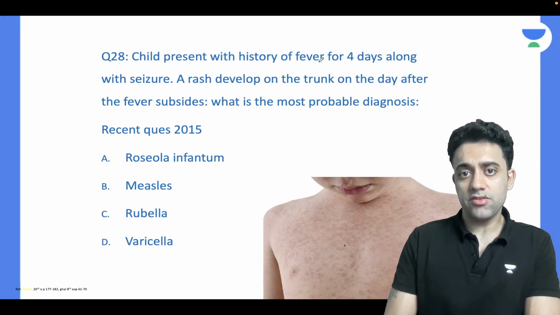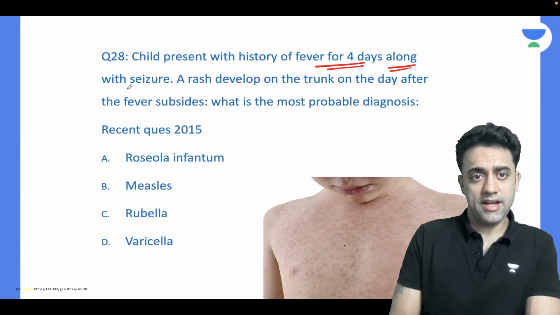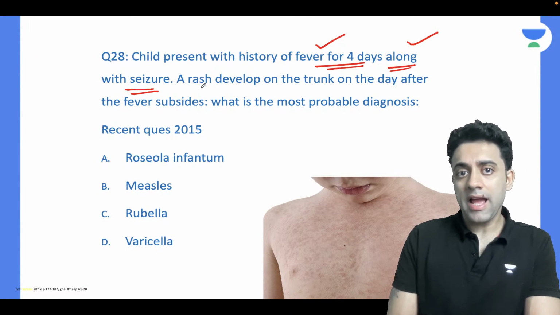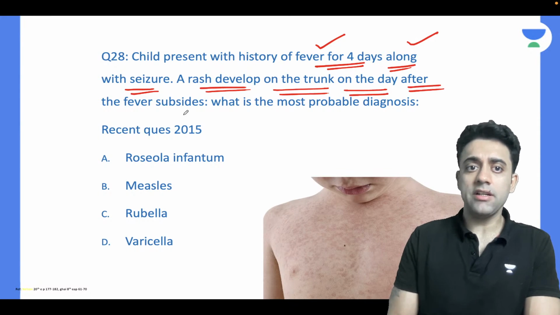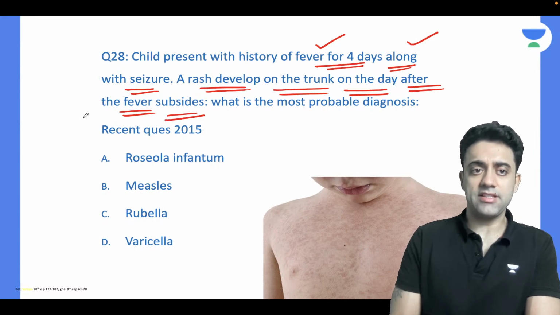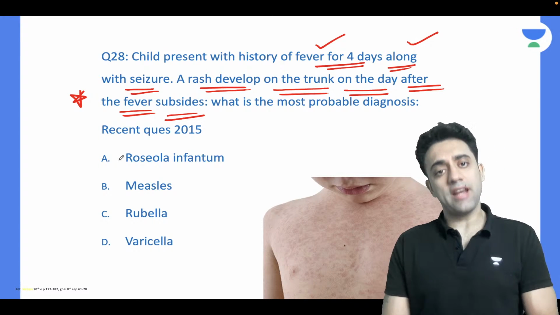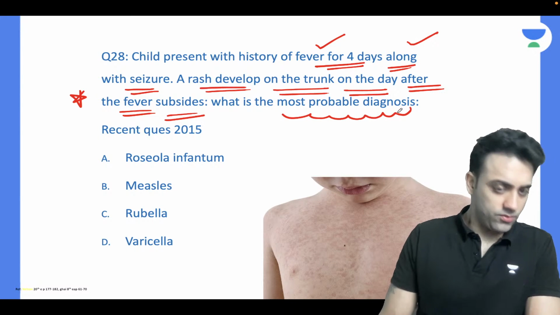A child presents with a history of fever for 4 days along with a seizure. A rash developed on the trunk on the day after the fever subsides. Once the fever subsides, that is the highlighter of this question, then the rash came. What is the most probable diagnosis? So, what do you think?